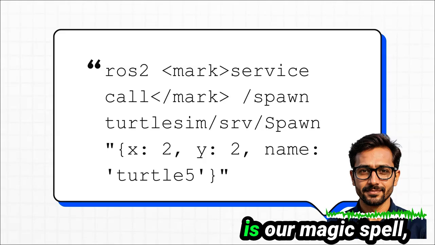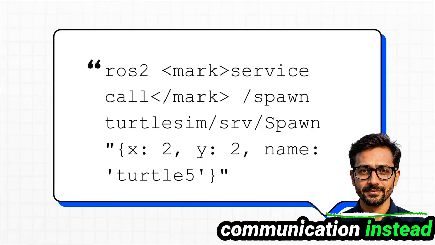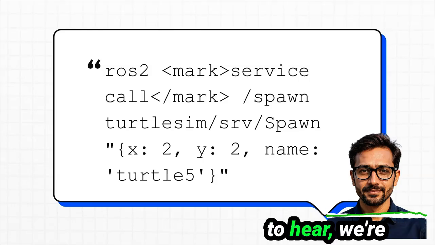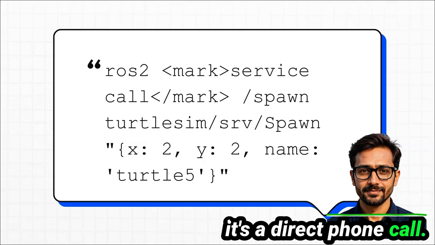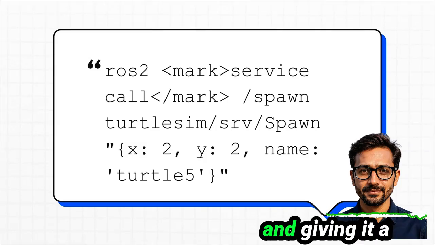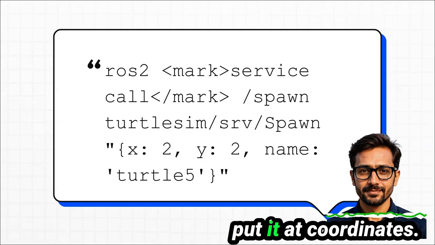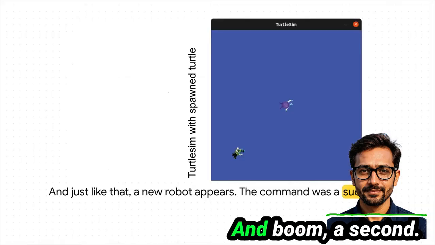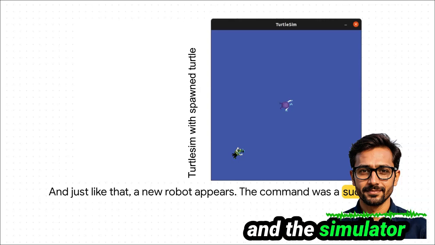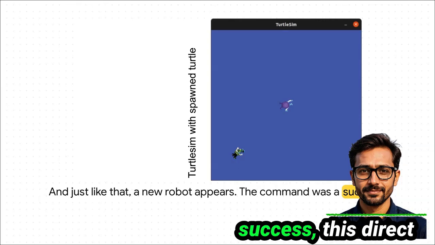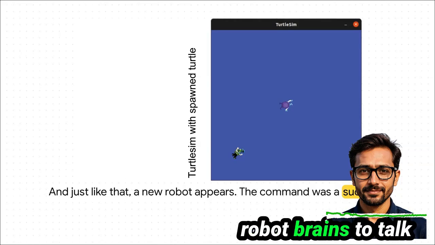This command, this is our magic spell. And with it, we're using a new form of communication. Instead of broadcasting on a topic for everyone to hear, we're calling a service. This isn't a radio show, it's a direct phone call. We're calling the /spawn service and giving it a single direct order. Create a new turtle, name it Turtle5, and put it at coordinates 2, 2. And boom, a second turtle appears, exactly where we commanded it to. We sent a request, and the simulator sent back a response. Success! This direct request and reply, it's another incredibly powerful way for robot brains to talk to each other.